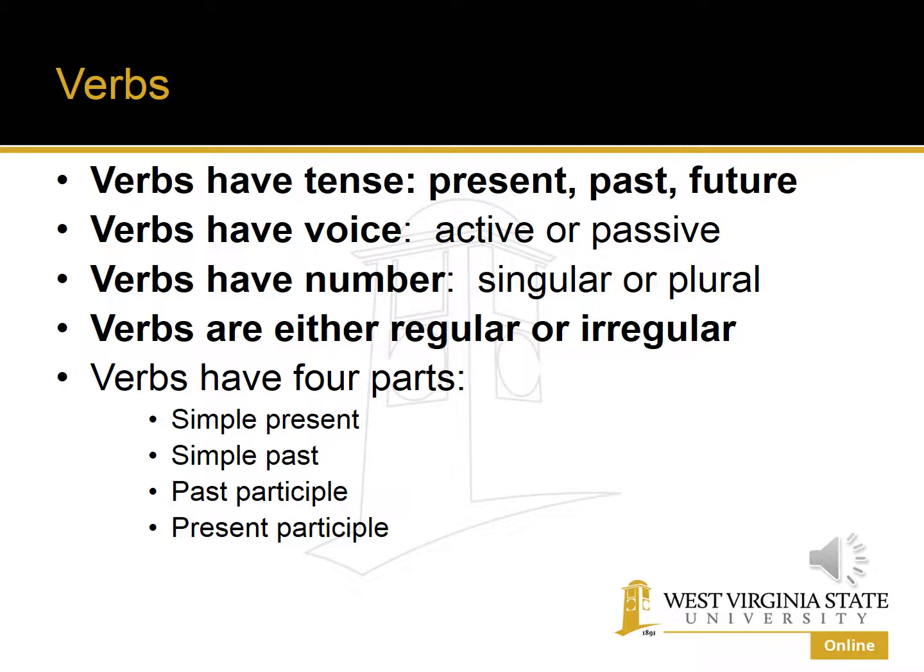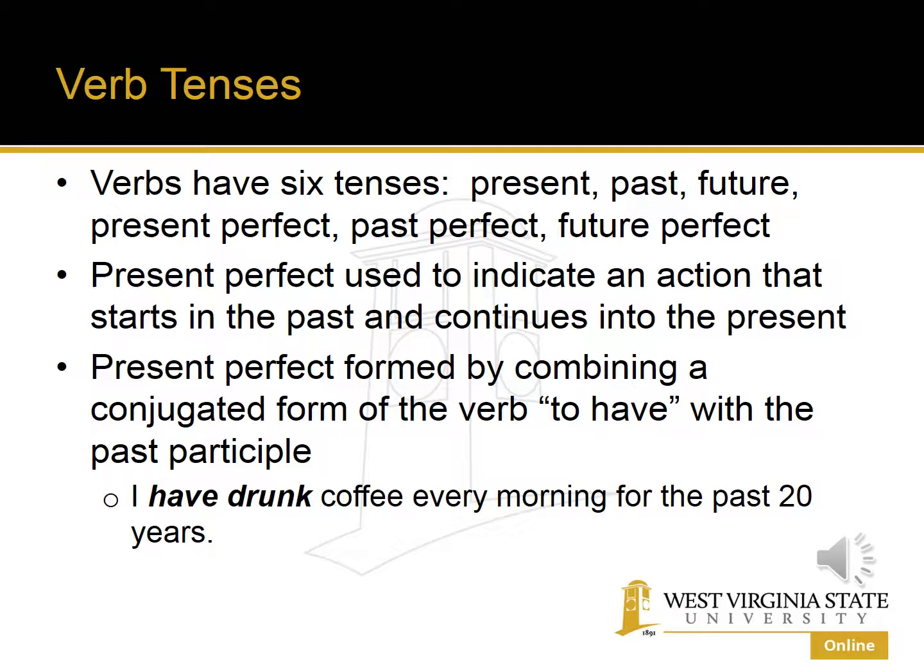Another point is that verbs have four parts. When you look in the dictionary, you'll see all four parts. You'll see the simple present, you'll see the simple past, you'll see the past participle, and you'll see the present participle. Verbs in the English language have 6 tenses: the present, the past, the future, and the 3 perfect tenses: the present perfect, the past perfect, and the future perfect.